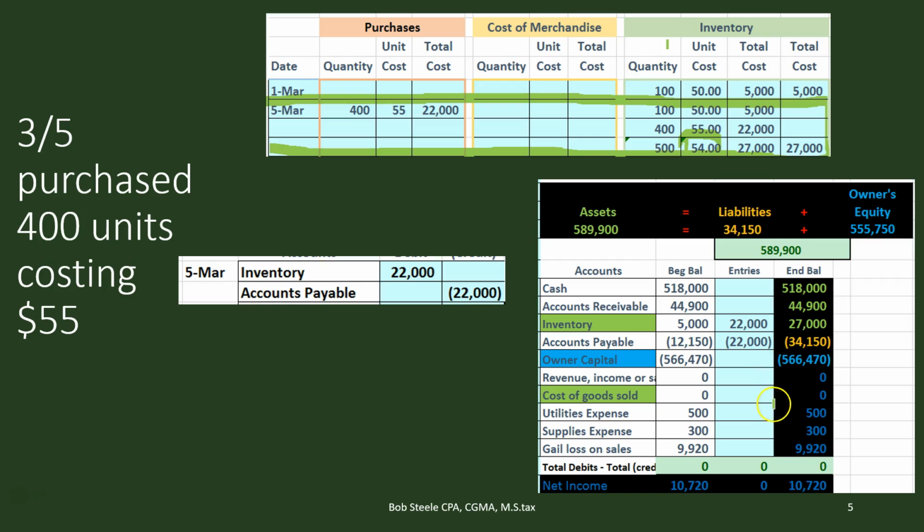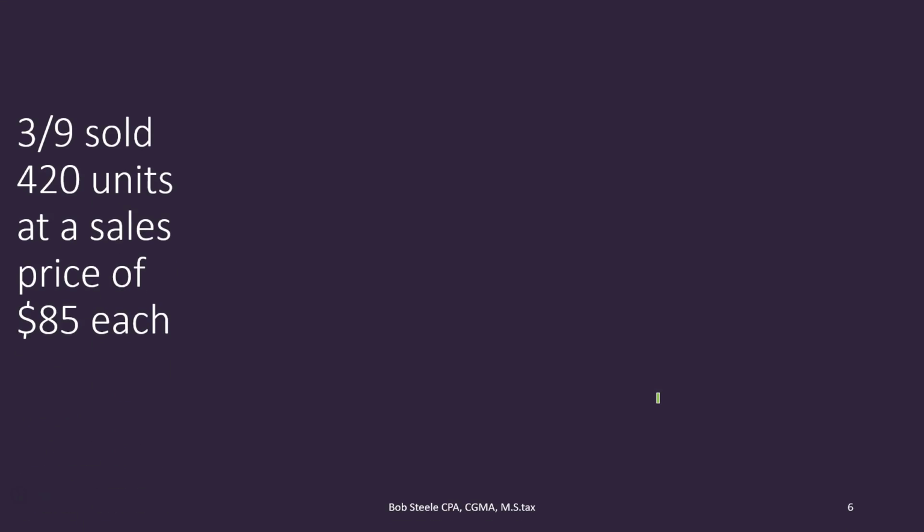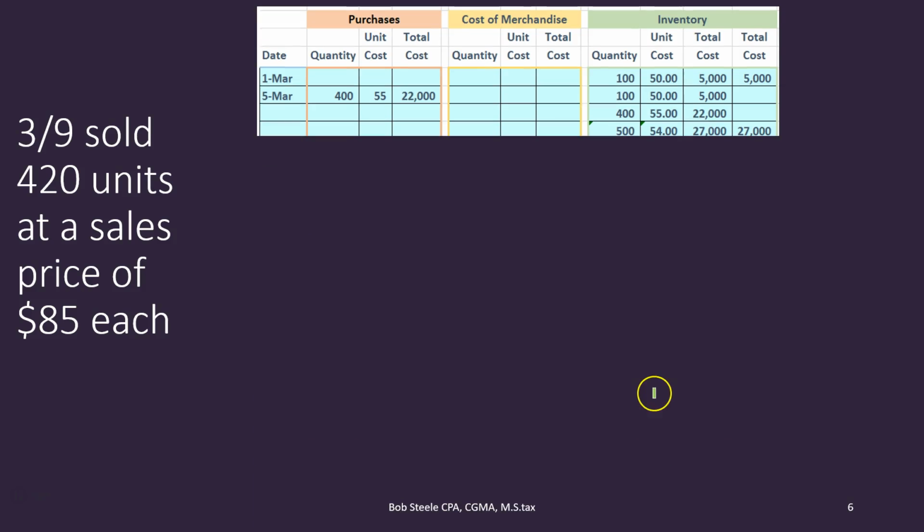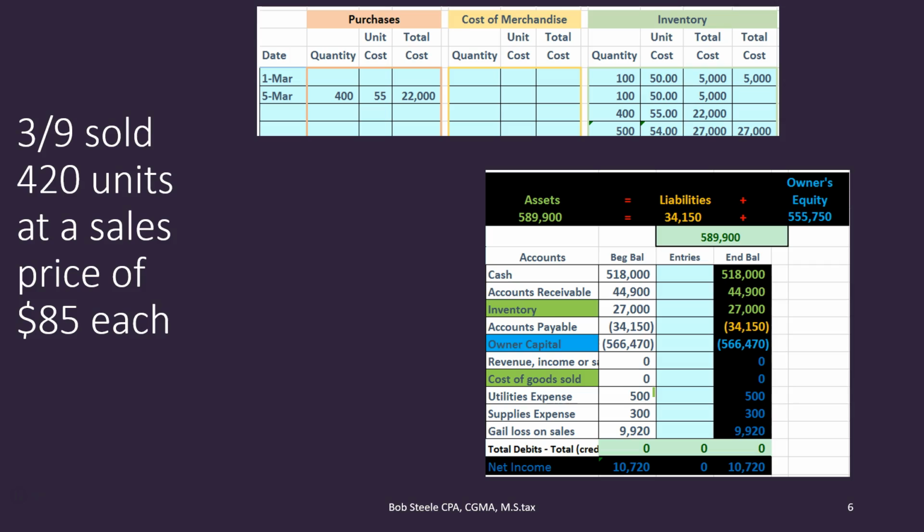Note that there's no effect on the income statement, because none of the income statement accounts, being income or expenses, are affected. When will they be affected? When we sell the inventory and then expense it in the form of cost of goods sold. So now we're going to assume that we sell 420 units at a sales price of $85.